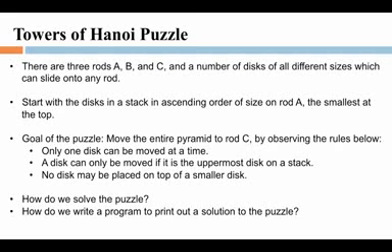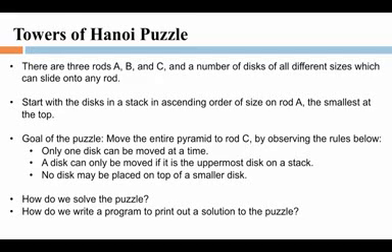So in other words, all these disks are arranged in a pyramid-like structure on one tower or one rod, and this rod, let us call it A. The goal of the puzzle is to move the whole pyramid to rod C, and one has to observe three rules which are listed below. At any step, only one disk can be moved, and only the disk at the top of a tower can be moved.